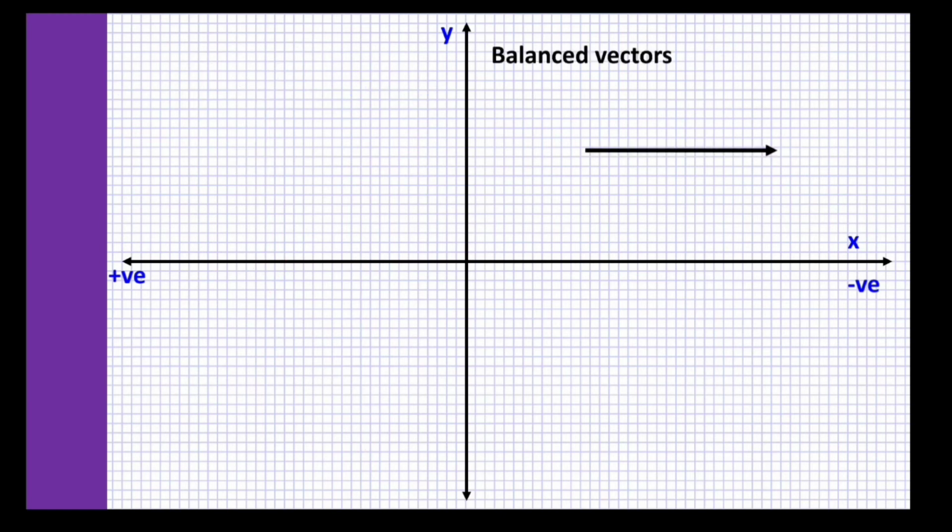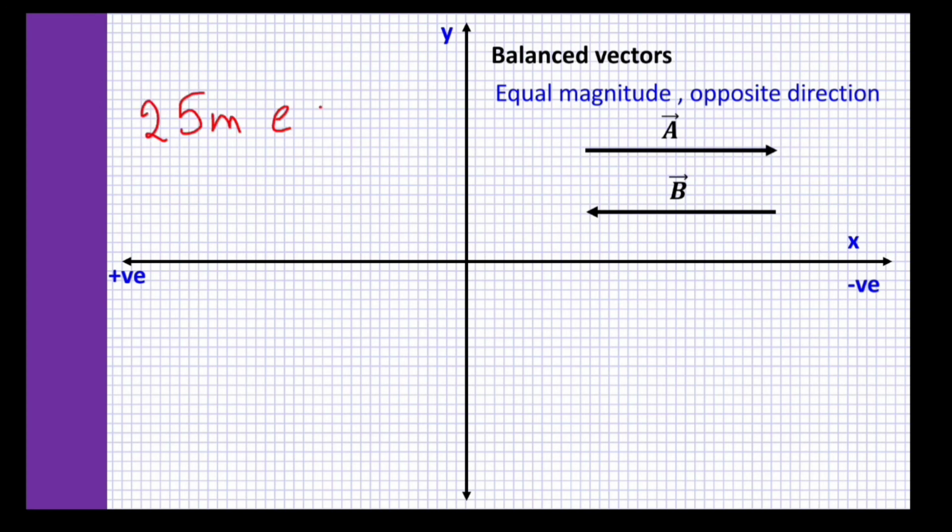Balanced vectors, on the other hand, will have the same magnitude but will act in opposite directions. In other words, they'll have the same tails, but their heads are going in exactly the opposite directions. Okay, that makes these vectors balance out. So for example, if I had 25 meters east as a vector, and then I also had 25 meters west, these two vectors will balance each other out. In other words, they will cancel each other out and there will be no resultant.